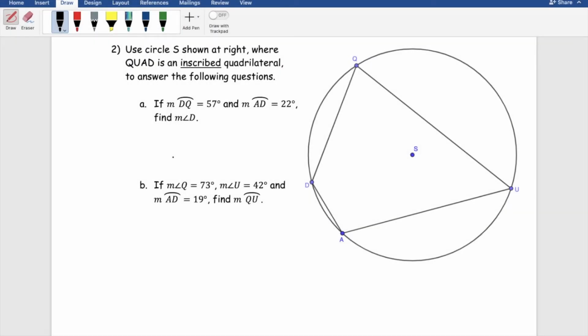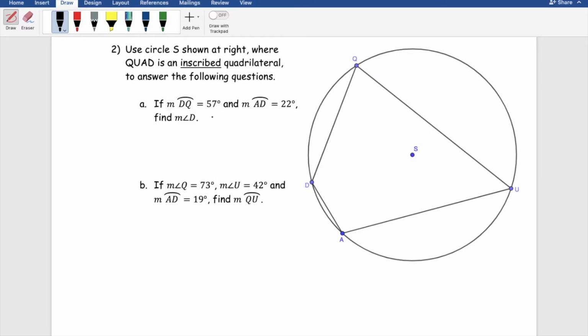So now going back to our exercises, we see question number 2 here. This time again, circle S. Again, QUAD is our inscribed quadrilateral. All I've done is move these letters to different places, but same idea. We've got a 4-sided shape inside this circle. All 4 of the corners of that shape are on the circle, and we want to answer a few questions.